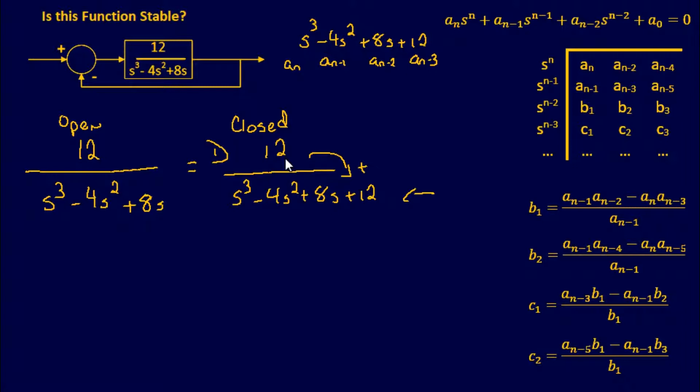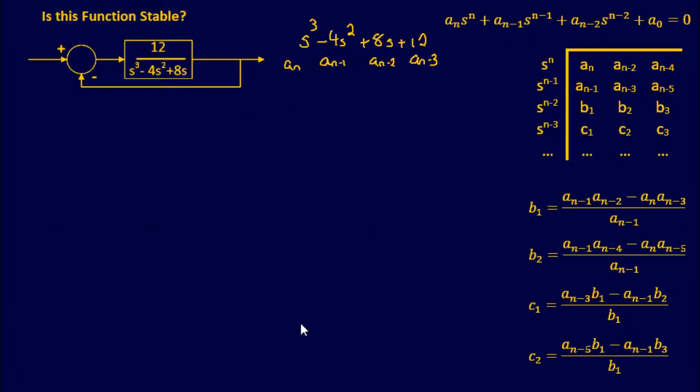previous lesson. All right, so we already did step 1. There's step 2, characteristic equation. 3, let's go ahead and populate our Routh table. Let's clean this up. All right, I'm going to create a table.